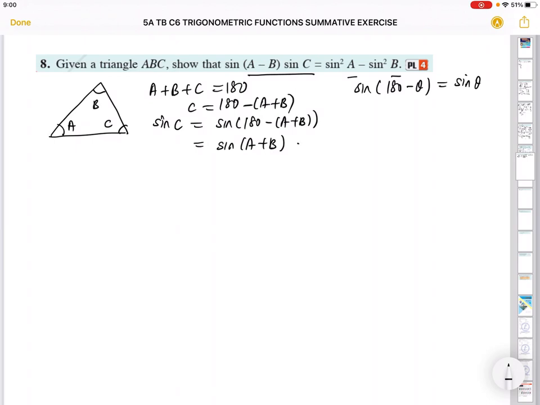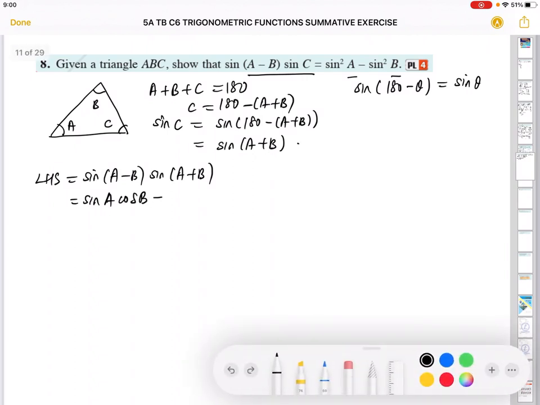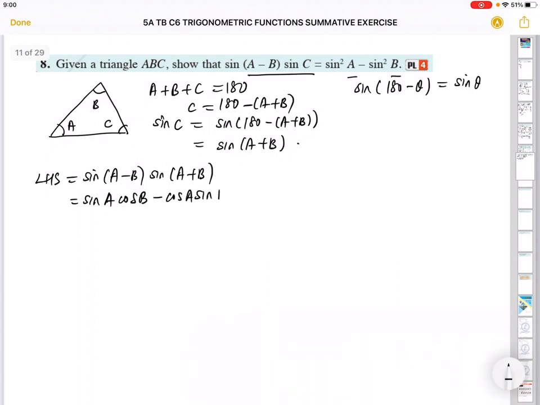Okay, next, to show this, I think we can start off with the left hand side. I'm going to write sine A minus B, and sine C I'm going to replace with sine A plus B, yeah? So if you use the addition formula, it looks like this: sine A cos B, sorry, minus cos A sine B. And here I need to multiply with sine A cos B plus cos A sine B.